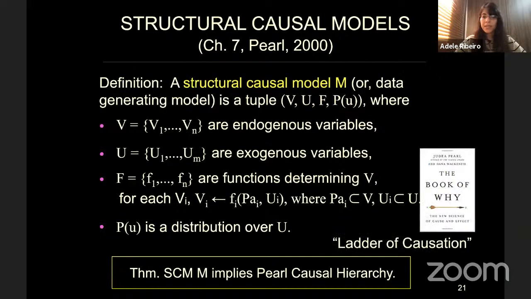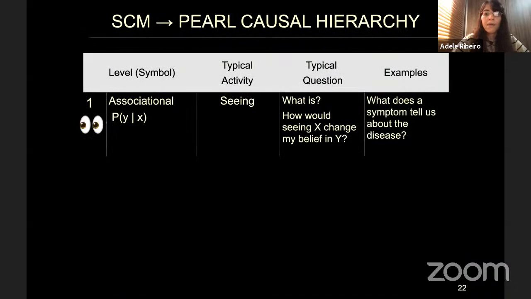What does this mean? If you read the book of Pearl, this is called the ladder of causation. What is the ladder here? In the first rung of the ladder, the first level, we have association. It's where all the observational data lives, or where we can do prediction. So we can compute conditional distributions, the conditional distribution of Y given X. Given that I observe the variable X, what can I say about the variable Y? Or as an example here, what does a symptom tell us about the disease? So I'm just observing and then trying to do prediction.